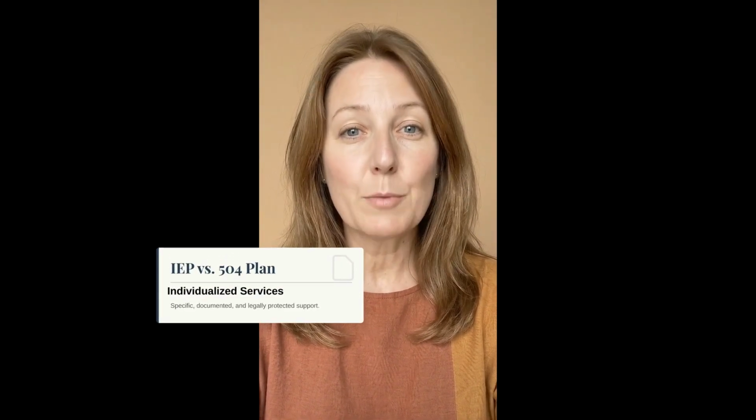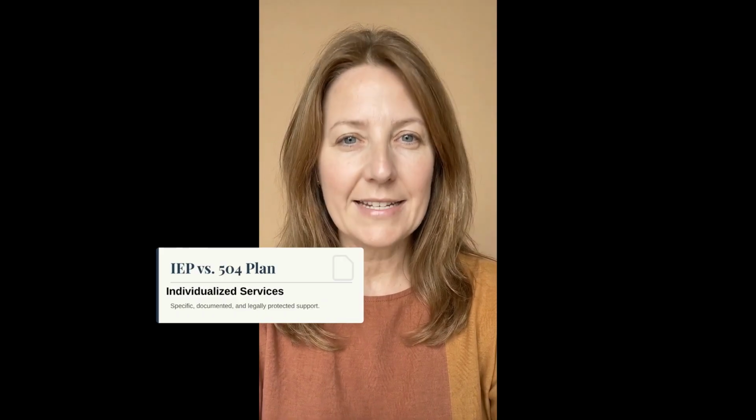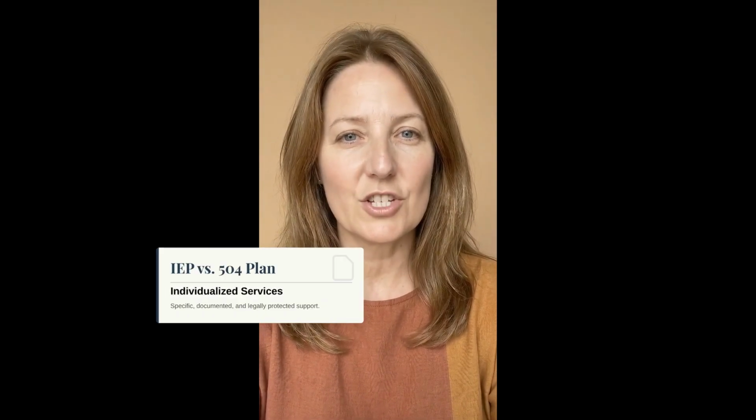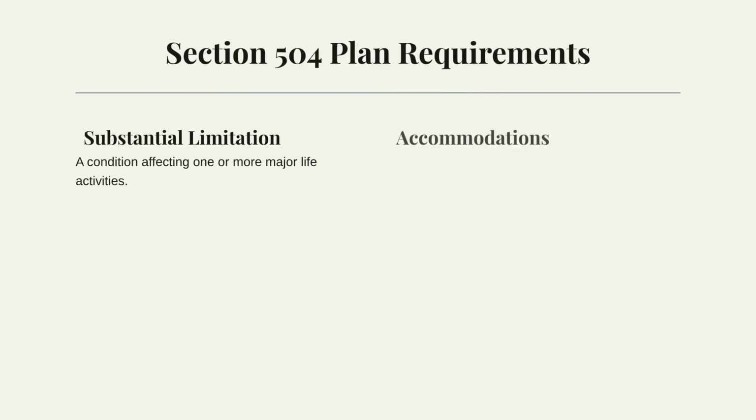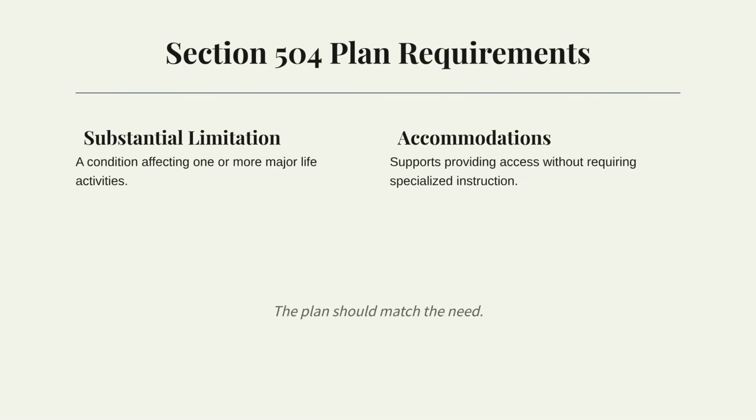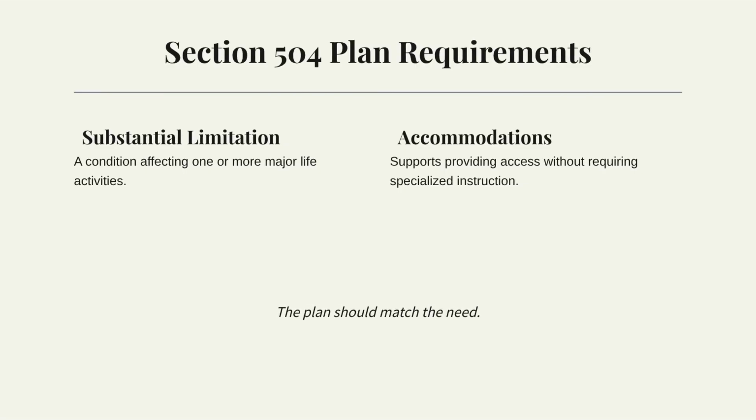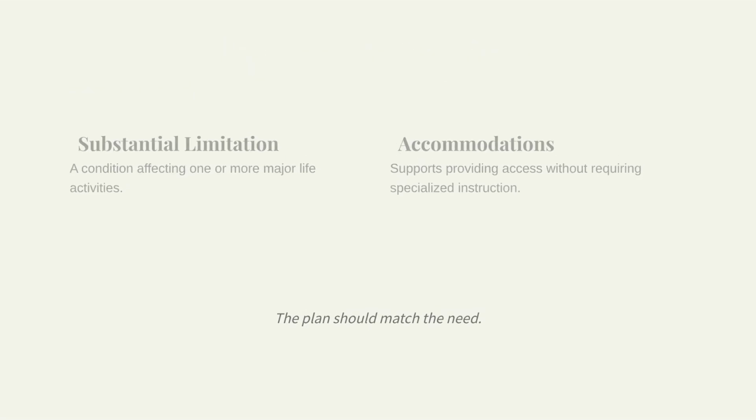An IEP is appropriate when the student qualifies under IDEA and needs special education and related services. A 504 plan is appropriate when the student has a disability that substantially limits a major life activity and needs accommodations, but not specialized instruction. Both are important. Neither should be treated as a consolation prize. The plan should match the need.